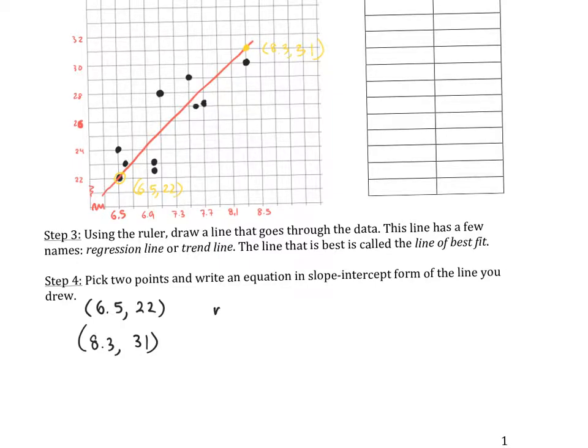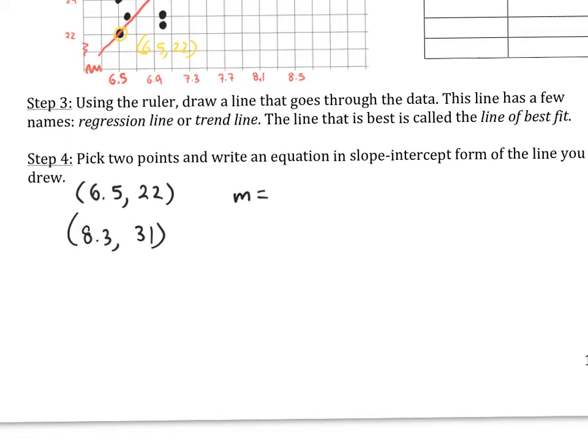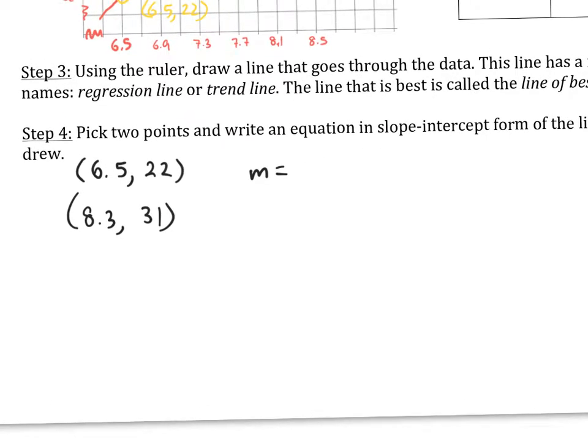Okay, so first I need to find a slope. All right, so first we're going to subtract our y's. So 31 minus 22 over 8.3 minus 6.5 equals. So I got, coincidentally, exactly 5. Okay, so now we have a slope.